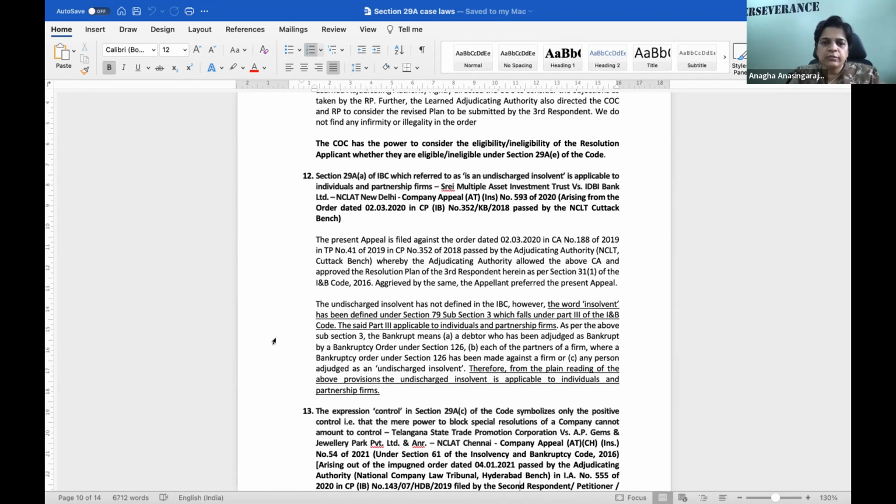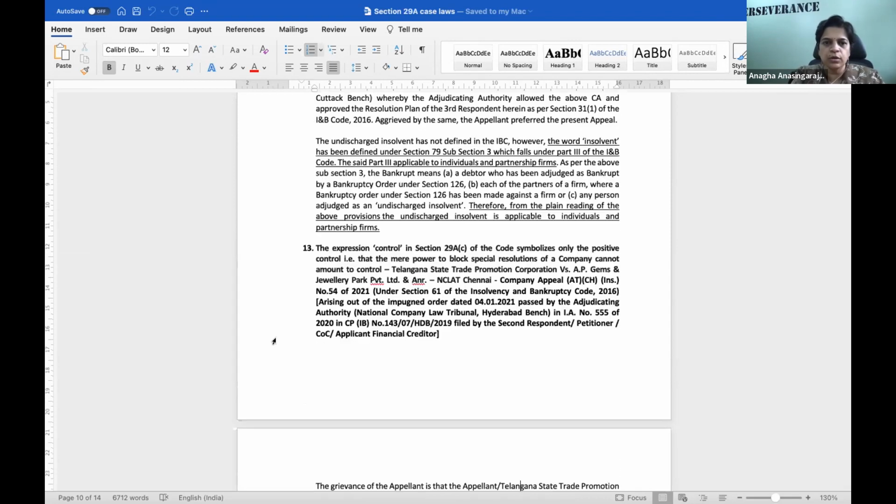But it may mean that a person who has been held as insolvent under any other law may not be treated as undischarged insolvent for 29A. So we need to wait for more decisions on this particular point.